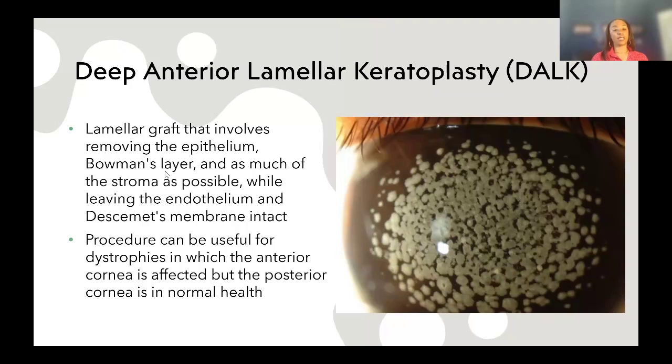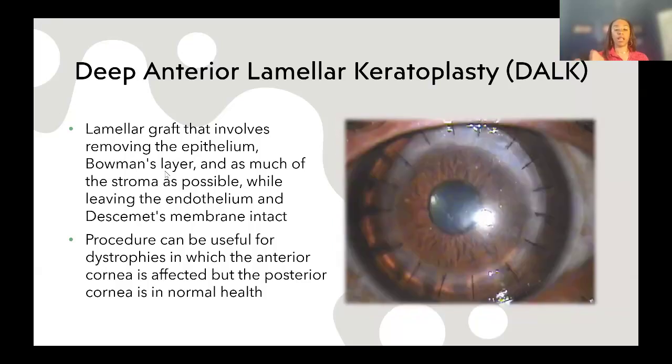And then for those patients that have this kind of presentation, they need a corneal transplant. The corneal transplant that would be appropriate for this particular type of patient is a deep anterior lamellar keratoplasty. And this is what it looks like post-operatively. A lamellar graft involves removing the epithelium, Bowman's, and as much of the stroma as possible, but leaving Descemet's and the endothelium intact. Nothing is wrong with the posterior cornea, so we want to keep the posterior cornea intact, but remove the anterior cornea. This procedure is useful for dystrophies in which the anterior cornea is affected, but the posterior cornea is in normal health, which is definitely this type of patient.